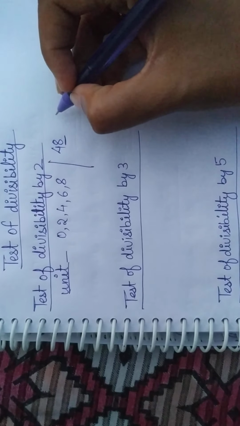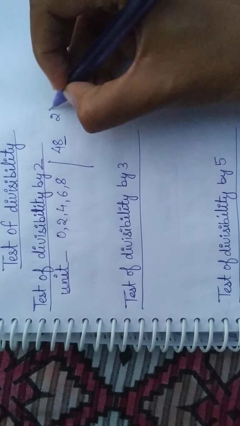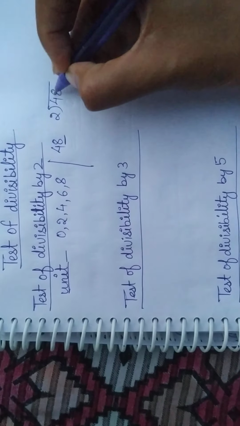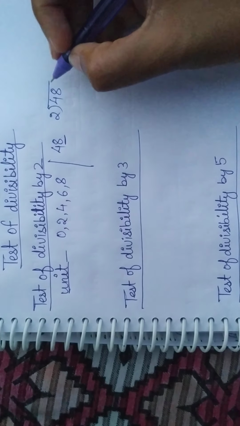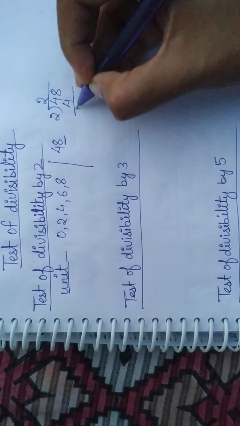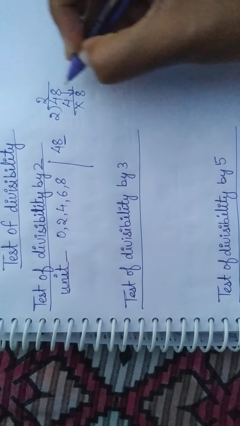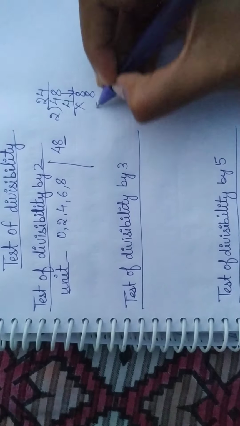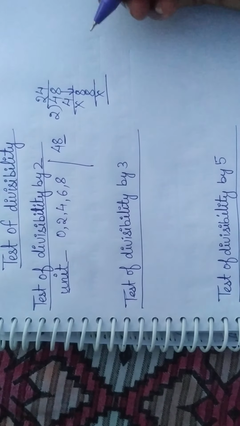Let's check whether it is divisible by 2 or not. So we have to divide this 48 by 2. We can simply divide it by division method, long division method. So 2 2s are 4 and this 8 we have to write here, 2 4s are 8. It means it is divisible by 2.